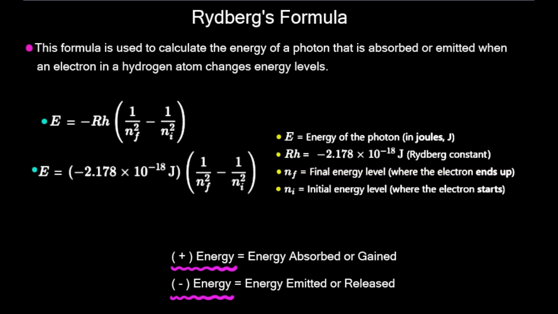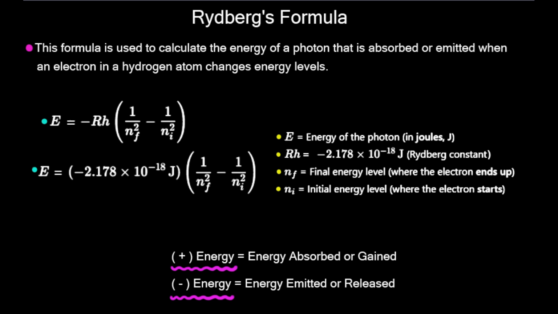On this slide, we're going to learn about an equation that relates electronic transition to the amount of energy in the photon of light we observe from them. This equation is called the Rydberg equation, and it's used to calculate the energy of the light that is observed or emitted when an electron in a hydrogen atom changes energy levels.